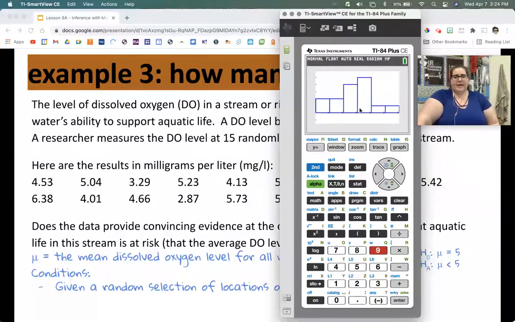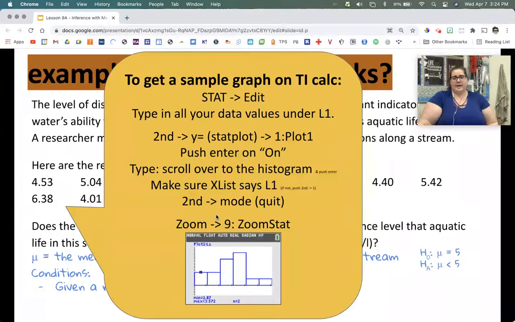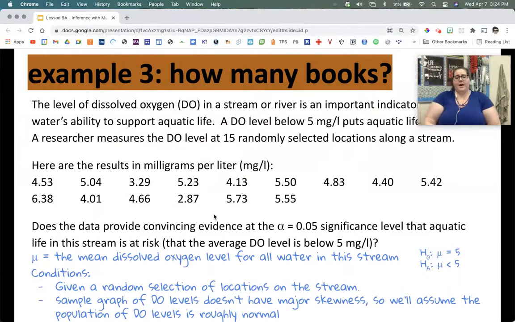This one is not something I would call majorly skewed. It also almost looks pretty roughly normal. It's not perfect, but it's definitely not majorly or obviously skewed. So what I would say for this is something like, sample graph of DO levels doesn't have major skewness, so we'll assume the population is roughly normal. You don't have to use that many words, but that is basically what we're saying, right? It's safe to use a normal model here because our sample data does not have any major obvious skewness.